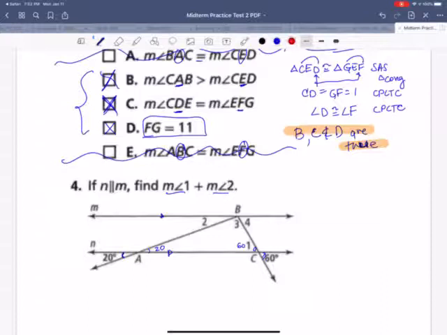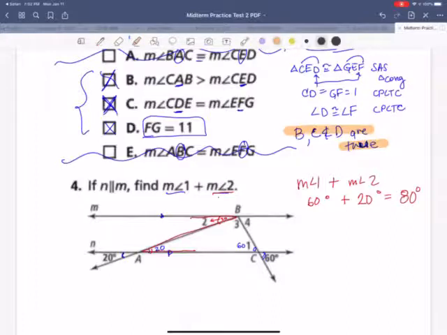And if this is parallel, it makes a Z. This angle and this angle are congruent. So this has to be 20. So if the measure of angle 1, we said angle 1 has to be 60, and we want to add it with angle 2. And we just proved that angle 2 is 20. So what would be the sum if we added these together? I get 80. Cool, right?